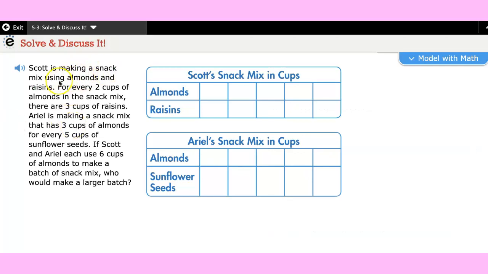Scott is making a snack mix using almonds and raisins. For every 2 cups of almonds in the snack mix, there are 3 cups of raisins. Ariel is making another snack mix that has 3 cups of almonds for every 5 cups of sunflower seeds. If Scott and Ariel each use 6 cups of almonds to make a batch of snack mix, who would make a larger batch? So good luck. I want you to use the table to solve this problem and create your table of values. And we'll come back to it, okay?